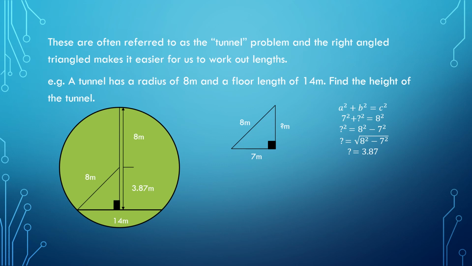Okay, the temptation is normally to stop there. We've done a whole load of work, but that's not it finished. Remember, it wanted the height of the tunnel. So what we need to do to find the height is add 8 to 3.87. We need to add our two numbers together. And when we do 8 plus 3.87, we get a total height of 11.87 meters.